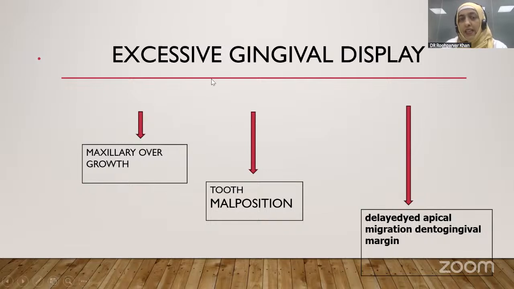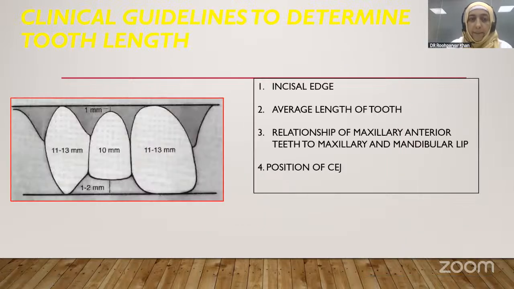As I explained, excessive gingival display may be because of excessive maxillary overgrowth, tooth malposition, delayed eruption of the gingival margin, or delayed migration of the gingival margin to its original place, which is because of the delayed migration of the junctional epithelium also. This includes any hormonal discrepancies or malformations. So this is another consideration.